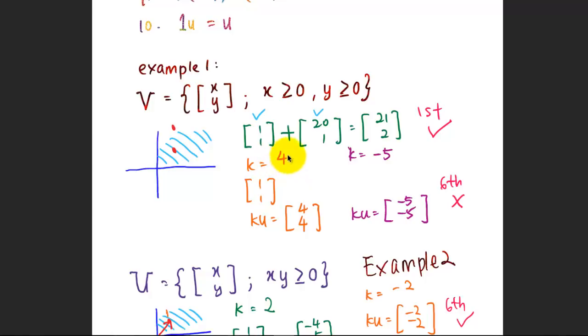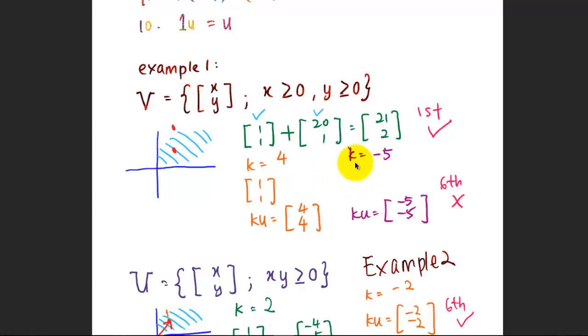In this case, we try with the positive first. So 4 multiplied with one of the members here, I still get the 4, which is still within the region here. So I say that, okay, for the positive scalar, this sixth axiom is fulfilled.